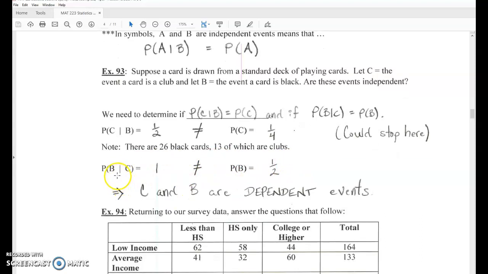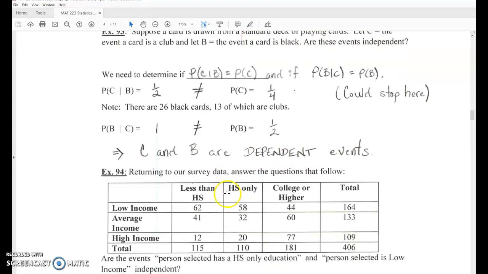Now, what's the probability of a card being black given that we know the card is a club? Well, that's 1, because if the card is a club, it's definitely black. However, what's the probability of any card just being black? That's 1 out of 2 because 2 of the suits are black and 2 are red. So 2 out of 4 is black, which is 1 out of 2. They're not equal either. So a card being a club and a card being black are not independent. And if they're not independent, we say they are dependent events.